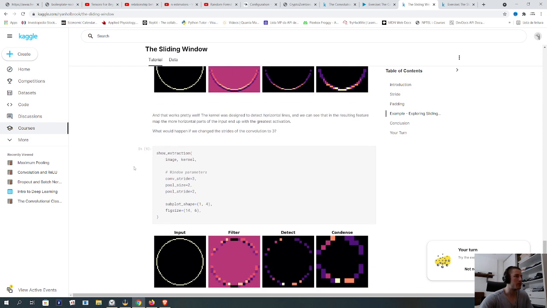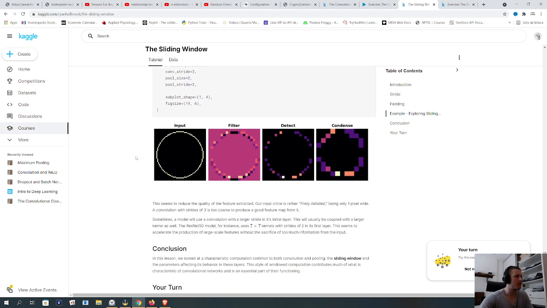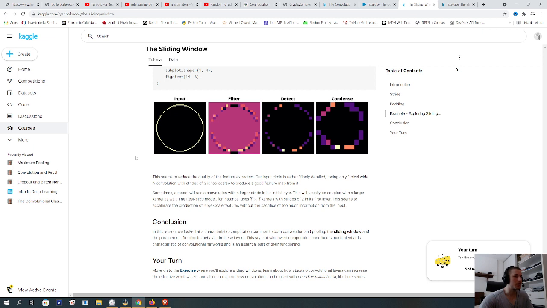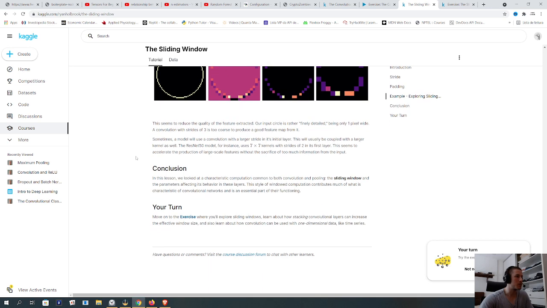What would happen if we changed the stride of the convolution to 3? This seems to reduce the quality of the feature extracted. Our input circle is rather finely detailed, being only 1 pixel wide. A convolution with strides of 3 is too coarse to produce a good feature map from it. Sometimes a model will use a convolution with a larger stride in its initial layer. This will usually be coupled with a larger kernel as well. The ResNet50 model, for instance, uses 7x7 kernels with strides of 2 in its first layer. This seems to accelerate the production of large-scale features without the sacrifice of too much information from the input.